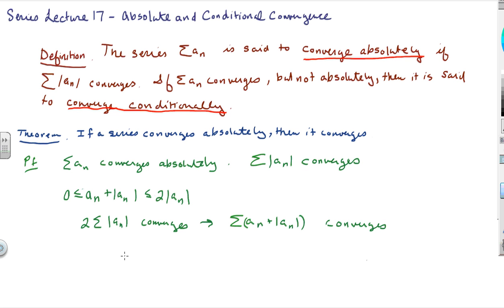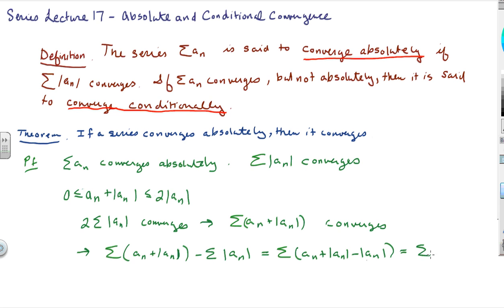But since I can add and subtract convergent series to get convergent series, that tells us that this series here minus this series here, which can be rewritten as the sum of AN plus absolute value of AN minus absolute value of AN, which of course can be written as what? Yeah, the sum of AN. This also converges. So since we know both this and this converge, their difference also converges. And that's a good place to stop. End of proof.